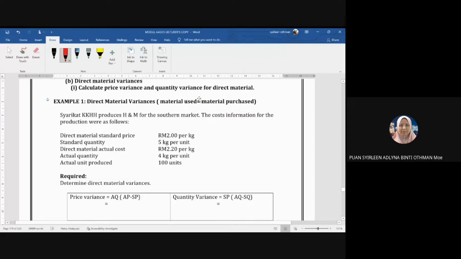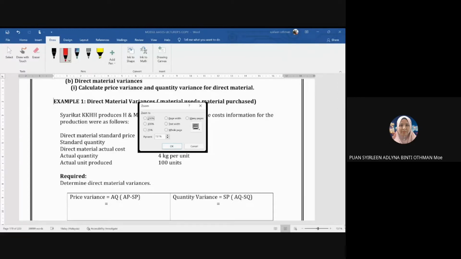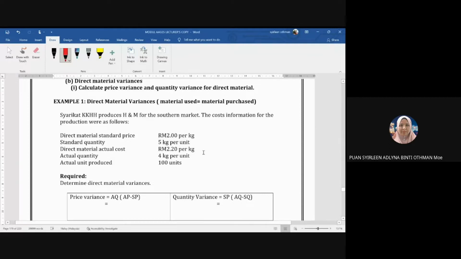Okay, alright, so apa maklumat dia bagi? Okay, syarikat ni produce H&M for Southern market. The cost information for the production were as follows. Okay, you kena digest dulu dia punya information, before you are able to understand the figures. Okay, so kalau awak tengok dekat sini, satu dia bagi kamu direct material standard price. So ini dia bagi kamu ialah standard price untuk satu barang. This is SP. Okay, so untuk 1 kg bahan mentah, you kena faham kita buat product cost.